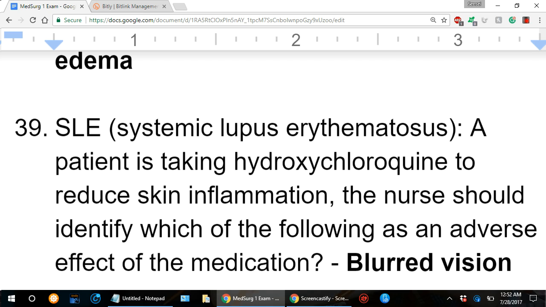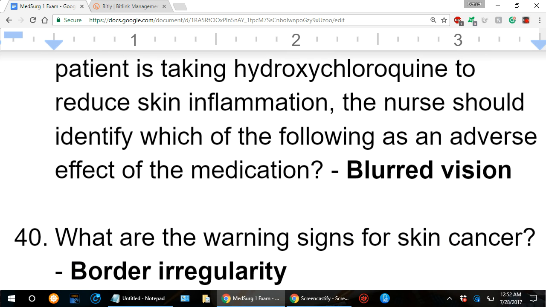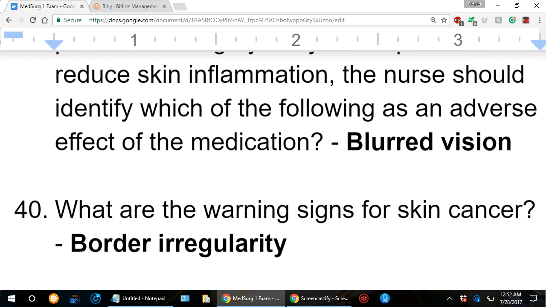A patient is taking hydroxychloroquine to reduce skin inflammation. The nurse should identify which of the following as an adverse effect of the medication. Blurred vision.